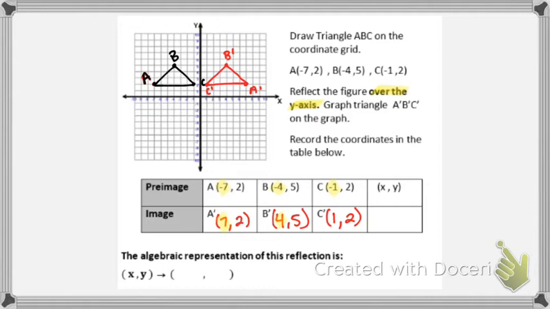So our algebraic representation will be this. We changed the x into a negative, and then the y stayed the same. So that's what we'll put for our algebraic representation. We put a negative in front, we basically changed or flipped the sign, and then y stayed the same.